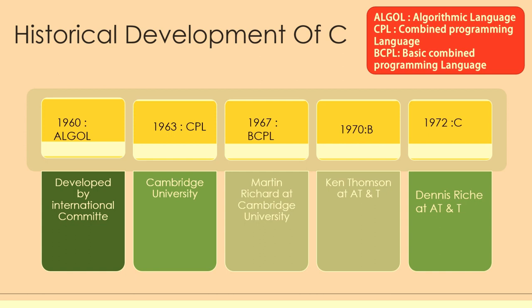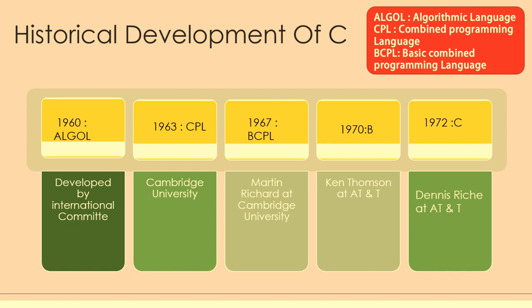In 1960, ALGOL, which stands for Algorithmic Language, was developed by an International Committee. In 1963, CPL, which stands for Combined Programming Language, was developed at Cambridge University.